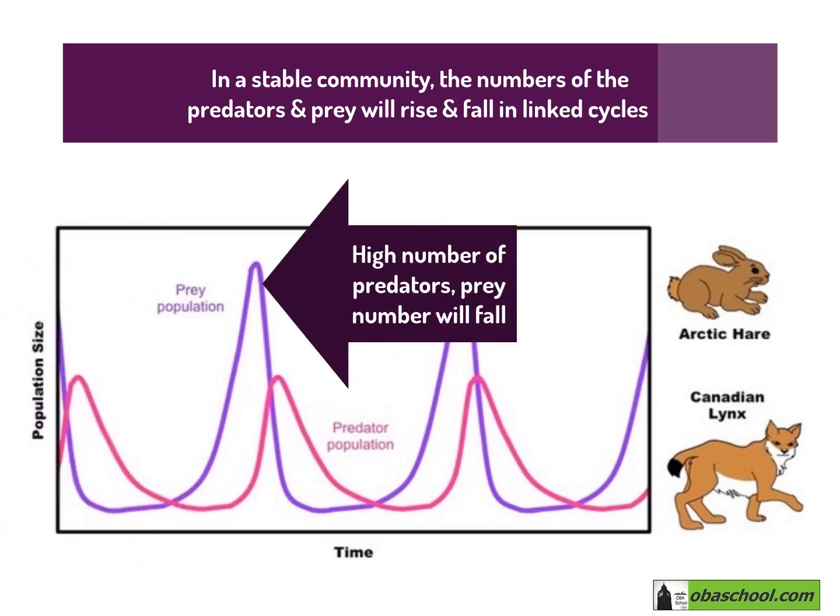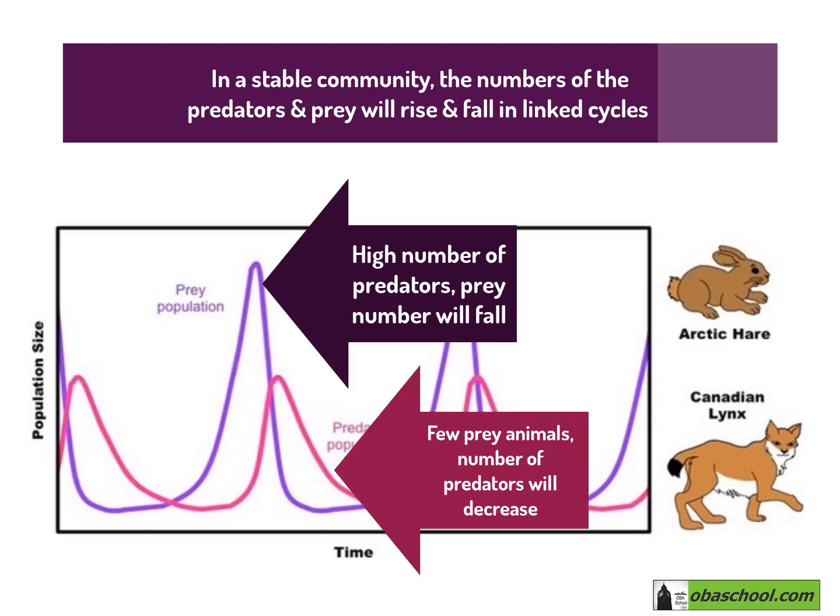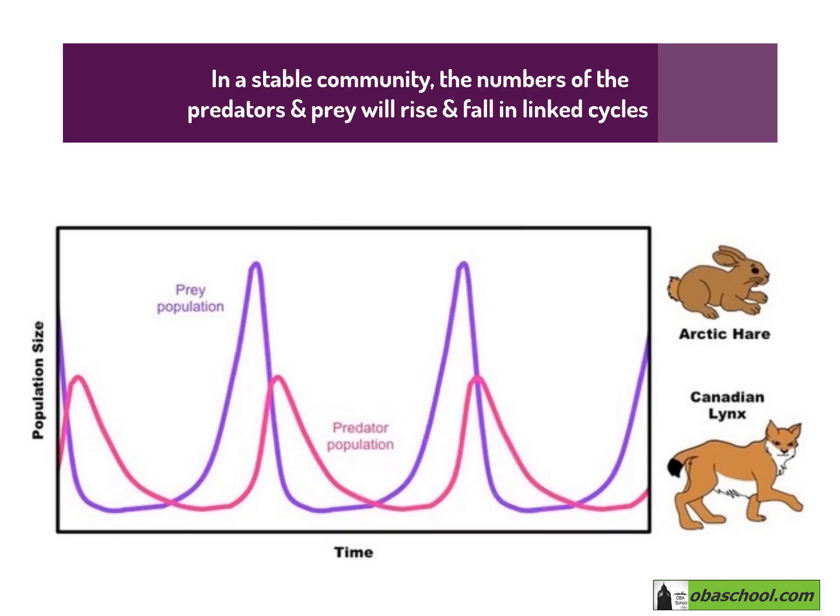Now, because we have a high number of predators, they will eat more prey animals, so the prey number will fall as a result. And because we have fewer prey animals, there is less food for the predators, so their number will decrease also. And this cycle will be repeated more and more in this stable community.